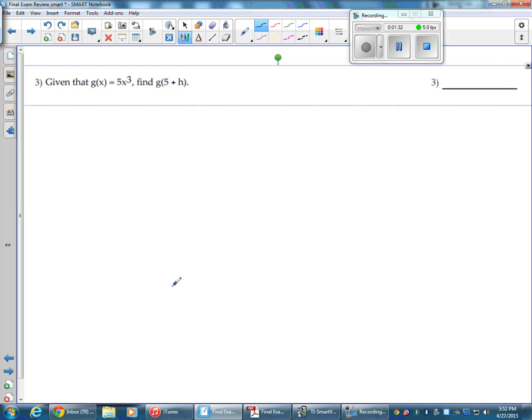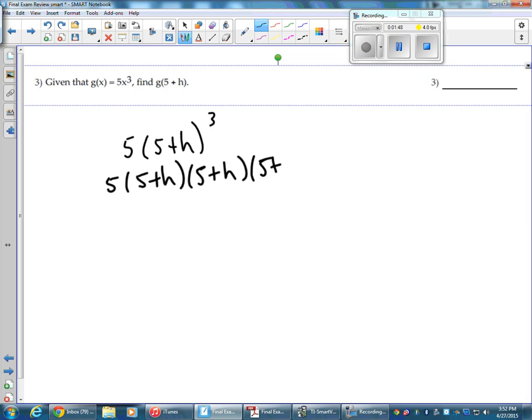Number 3. Find g of 5 plus h. So what I want to do here is everywhere there's an x, I'm going to put a 5 plus h. So it's 5 times 5 plus h cubed. So let's expand that a little bit. And this is where it'll help. And that kind of looks like an s, but it's a 5. So I'm going to multiply the first 2. That'd be 25 plus 5h. And I'll multiply the last 2.